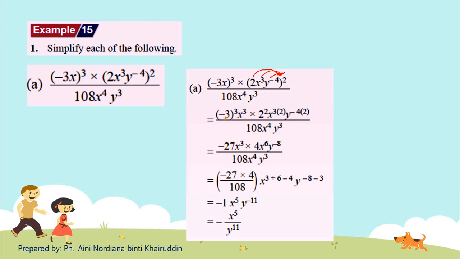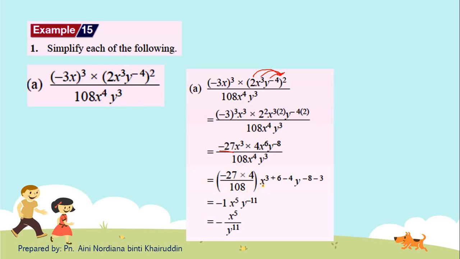Then negative 3 cubed is negative 27. x cubed times 2 squared is 4. x to the power of 3 times 2 is 6. y to the power of negative 4 times 2 is negative 8. The denominator remains unchanged. And then calculate the coefficient first. Negative 27 times 4 divided by 108.